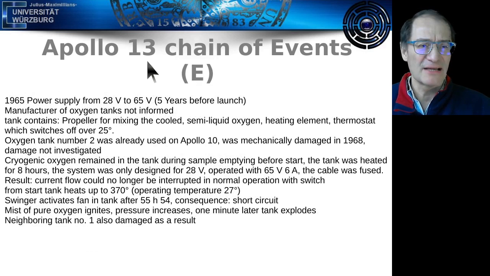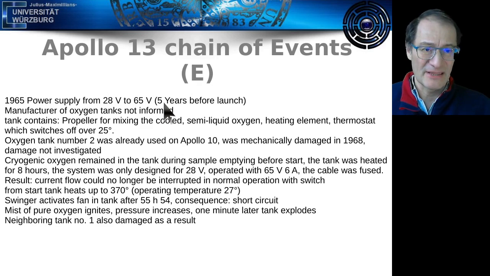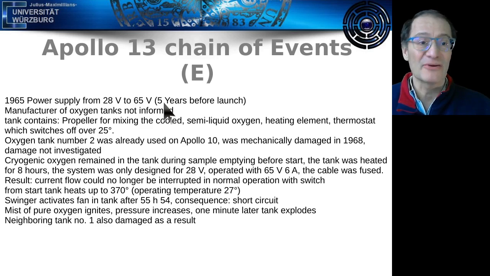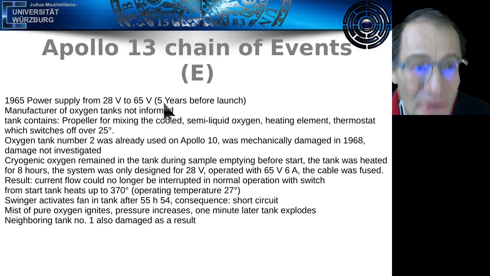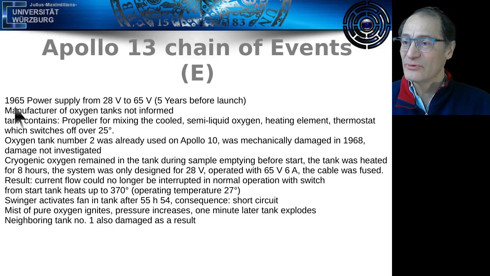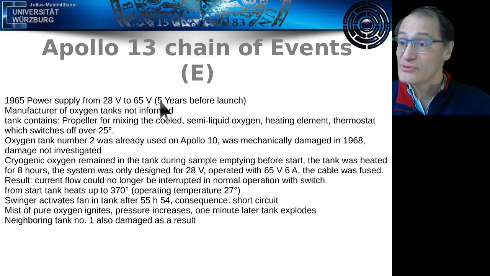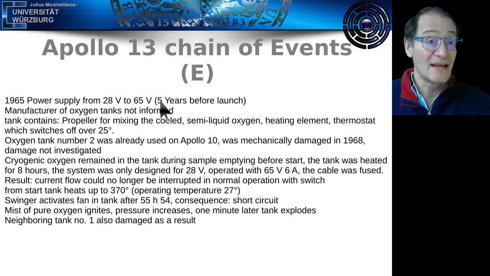The mission Apollo 13 flew, I think, in 1970. But the chain of errors began 5 years before. So 5 years before the accident, it was the first mistake. It began in 1965, 5 years before the mission, and the power supply was changed from 28 volt to 65 volt, and a very big mistake, they didn't report it. So they just changed the power supply without making any report.